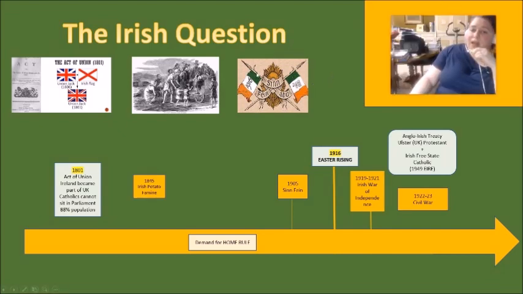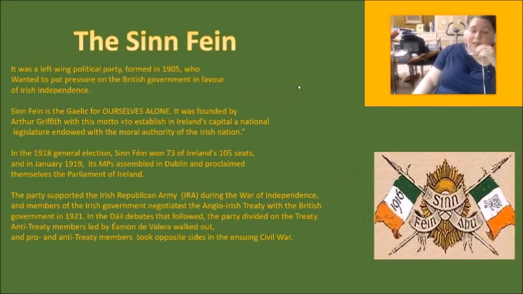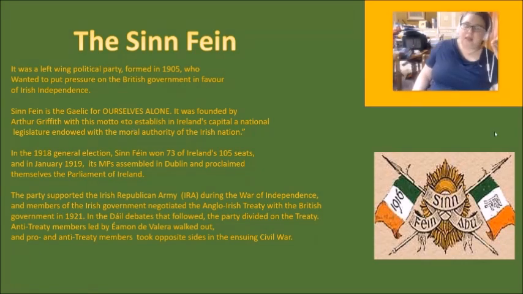Another important fact that took place in 1905 was the foundation of Sinn Féin. Let's go deep into the matter. In 1905, they wanted to put pressure on the British government in favor of Irish independence. Sinn Féin is the Gaelic for ourselves alone. The founder was Arthur Griffith, and he wanted to establish a parliament in Dublin.